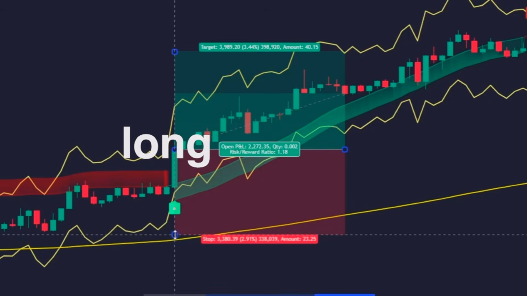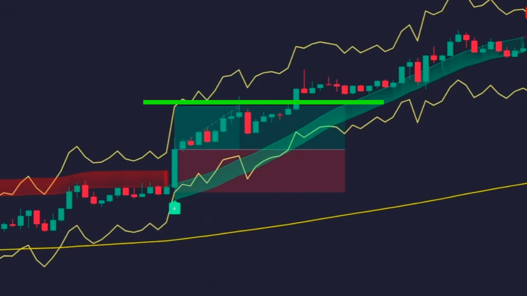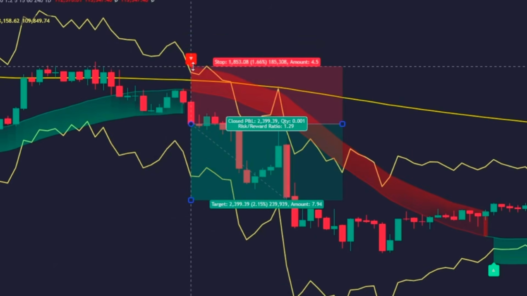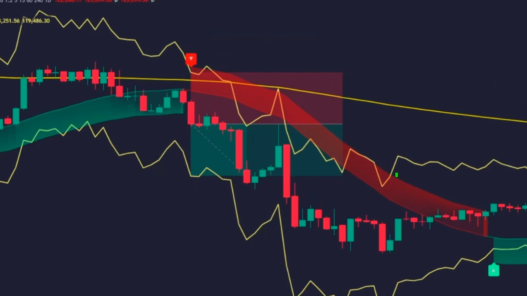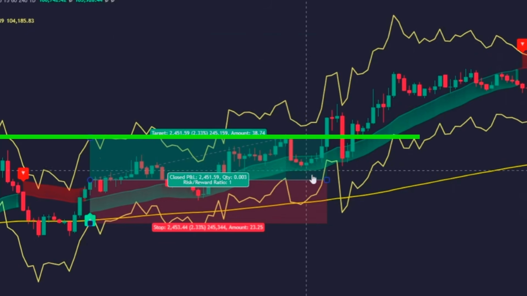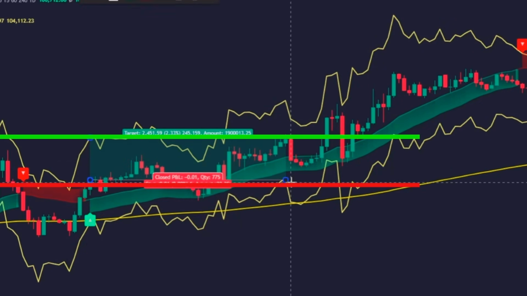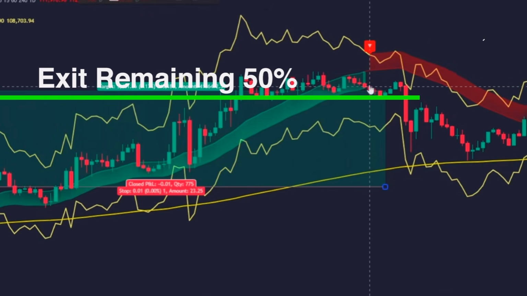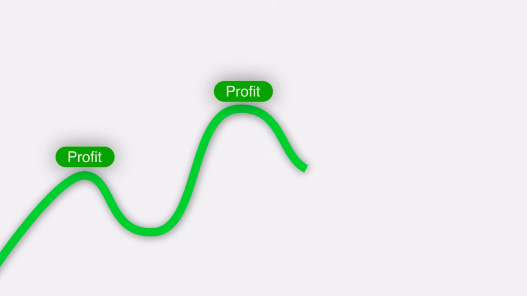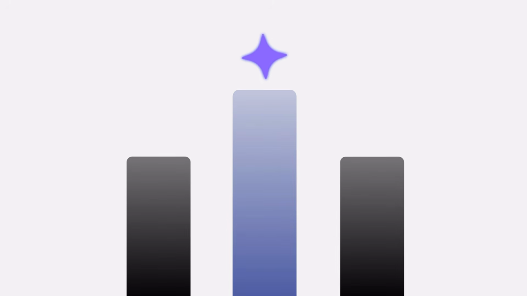Then, for risk management, we'll use the ATR bands with a multiplier of 3. For long positions, you should insert the stop loss on the lower ATR band and the take profit on the upper one. For shorts, it's the opposite, stop loss on the upper ATR band and the take profit on the lower one. Then, when the price hits the first take profit, we'll close 50% of the position, move the stop loss to the entry point and exit from the remaining 50% only when the indicator prints an opposite signal. This hybrid structure lets us ride big moves while protecting our profits, one of the biggest advantages of this indicator.